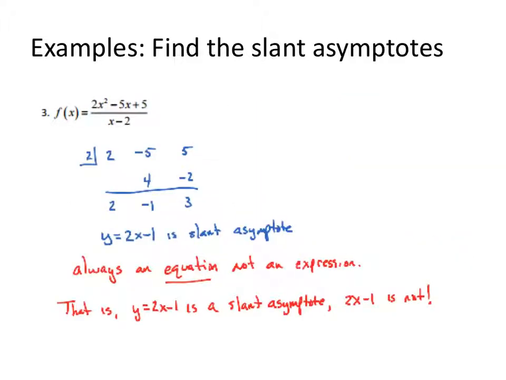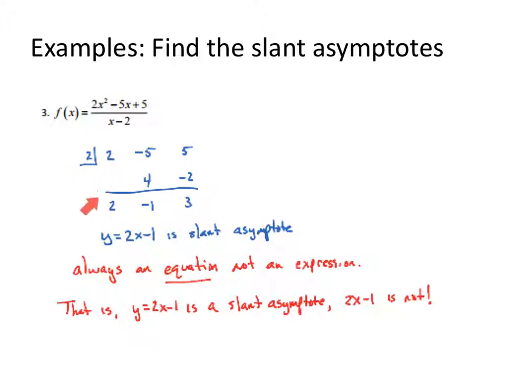If f of x equals (2x squared minus 5x plus 5) over (x minus 2), okay, we know a vertical asymptote of x equals 2. We see the numerator has a larger degree than the denominator, so no horizontal asymptote. But the numerator of degree 2 is exactly 1 more than the degree of the denominator, which is 1. So I know there's a slant asymptote; I can divide. The factor of x minus 2 turns into the 0 of 2. Coefficients 2, negative 5, and 5.